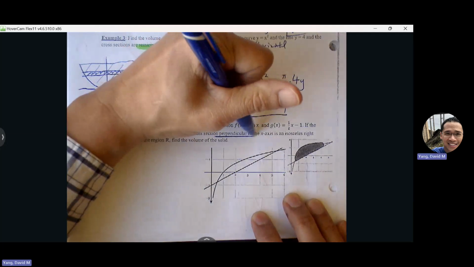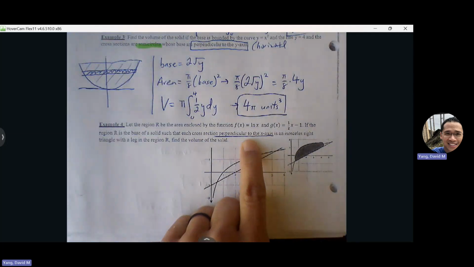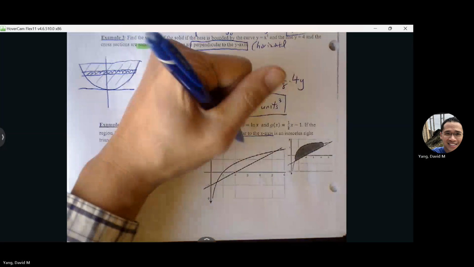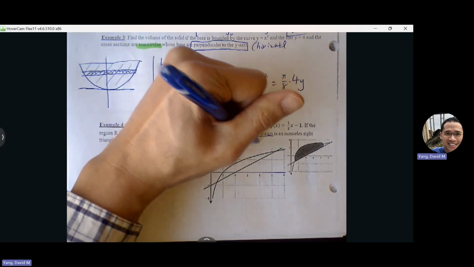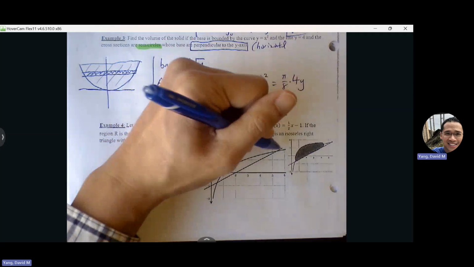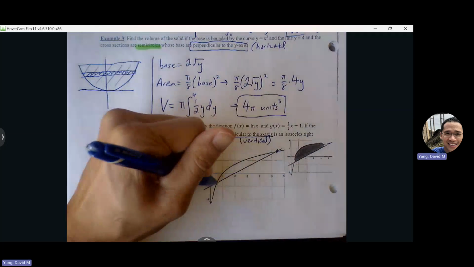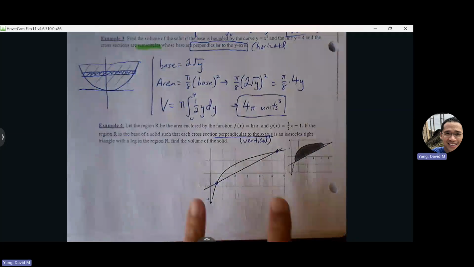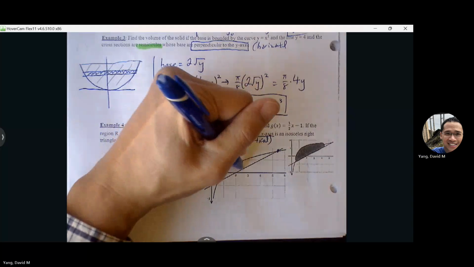So we're doing perpendicular to the x-axis. Which direction is that? Vertical. All right, so vertical, we know that's going to be an easier setup. Our bounds are in terms of x. Our function we can keep.